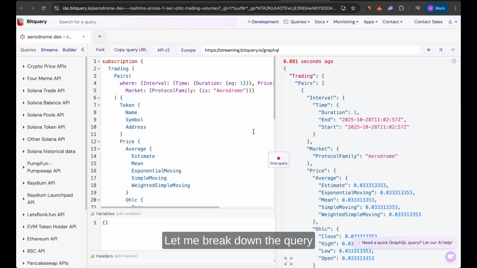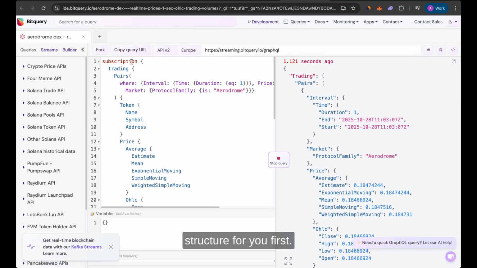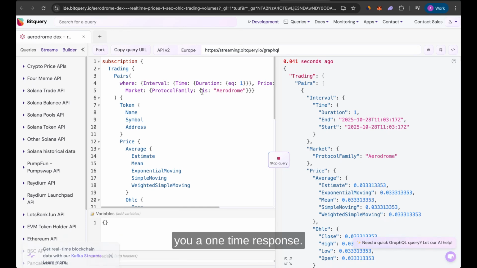Let me break down the query structure for you. First, we're using a GraphQL subscription, not a query. This means the data streams in real time rather than giving you a one-time response.